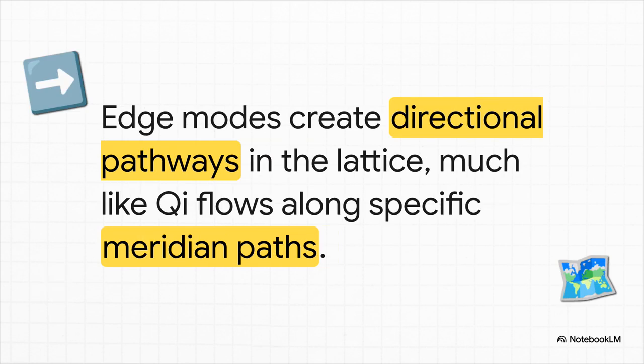And finally, the lattice creates what physicists call chiral edge modes. The easy way to think of them is like one-way streets for energy. Energy doesn't just flow randomly all over the place. It's guided along these specific paths around the edge of the material. I mean, what a powerful physical analogy for the body's meridians. Not just random currents, but defined directional highways for qi to travel along.